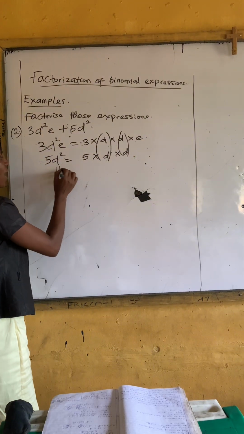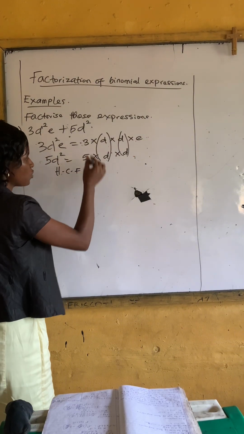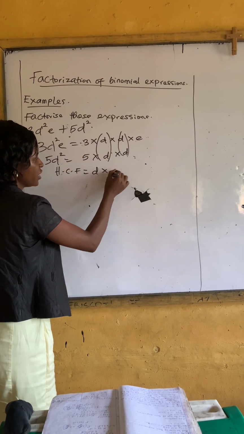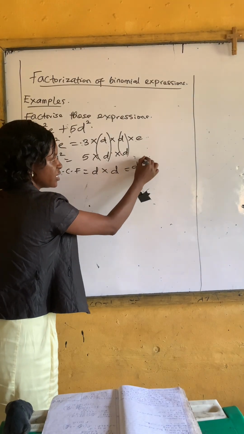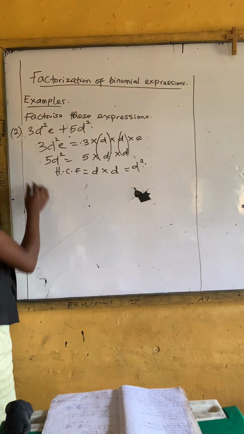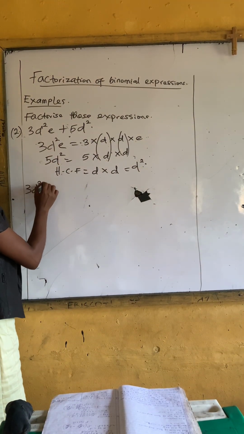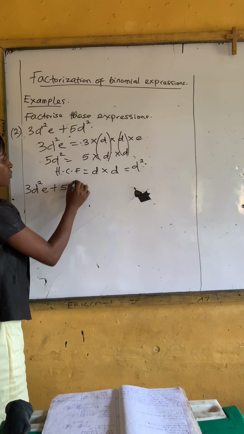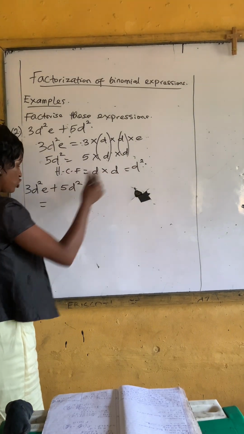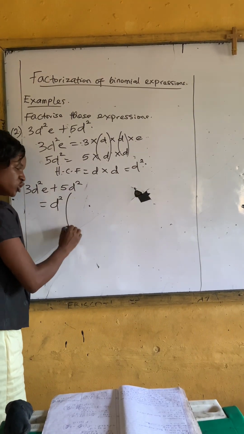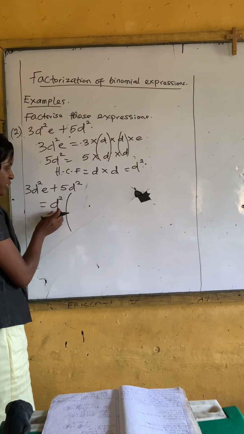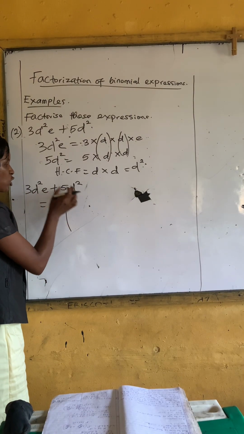Then our highest common factor is going to be what? Pick one of the d here and pick one of the d here. So this is going to be d squared, right? Just the way we did the other one, 3d squared e plus 5d squared will now be equal to, write your highest common factor, use it to open the bracket, and use this highest common factor to divide each of the terms.